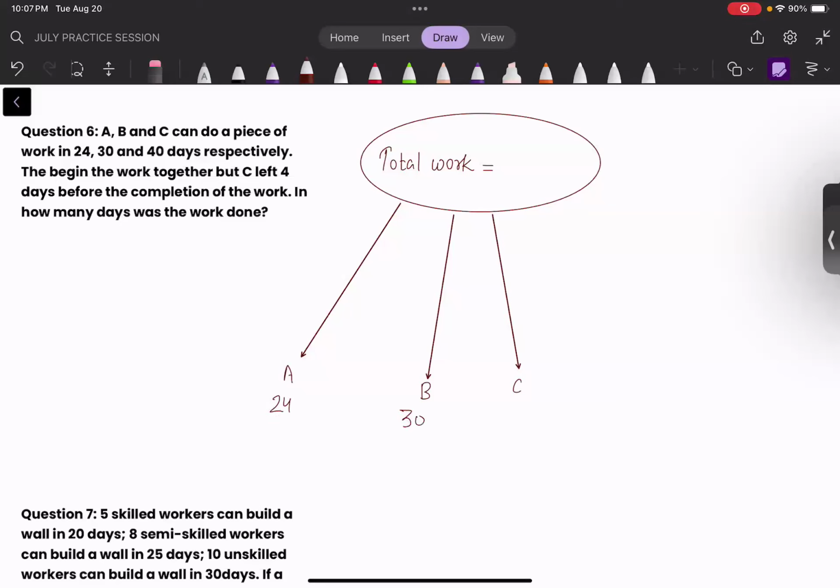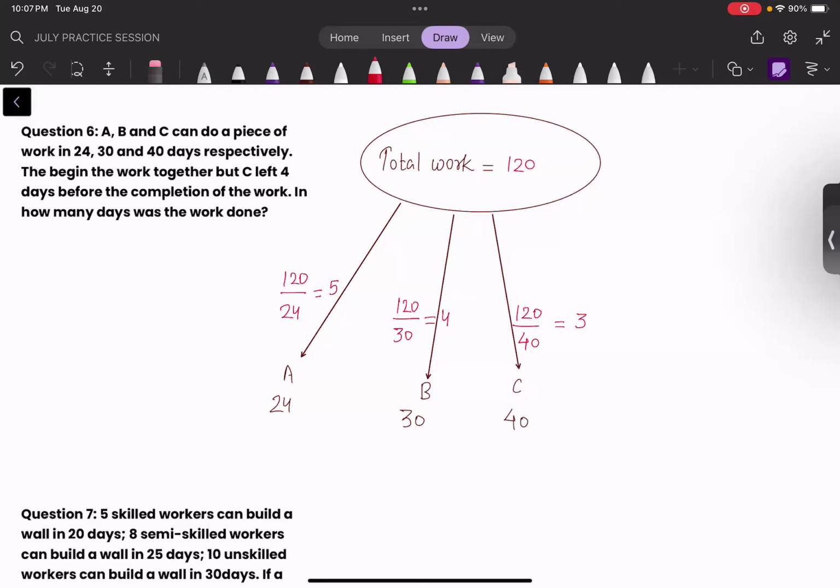24, 30, and 40. Okay. Tell me a multiple of all the three numbers, 24, 30, and 40. Don't tell me a big number. 120 is smallest. So let's take 120. So 120 by 24 will give you 5. Then 120 by 30 will give you 4. Then 120 by 40 will give you 3. So this is the work rate of all the three persons.